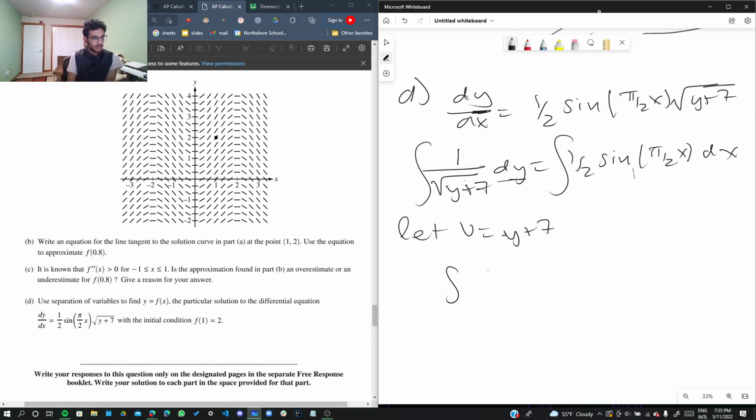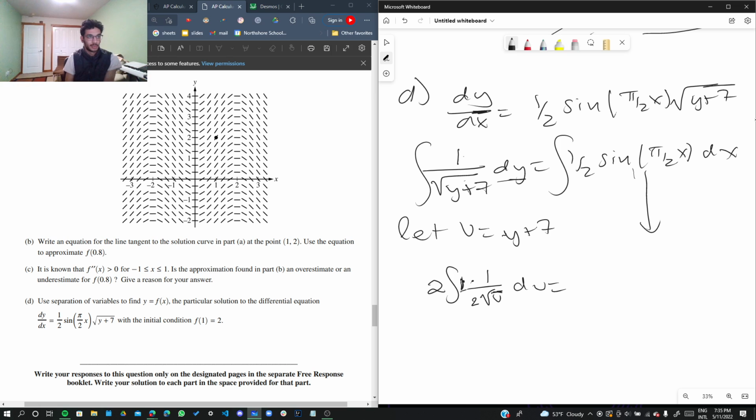So we have 1 over root u du, and I know I can multiply 1/2 inside the integral. So that's going to be 1 times 2. I'm just going to put this strategically here. And I multiply 2 outside the integral. So I can balance everything out. And then this equals, okay, this is fun.